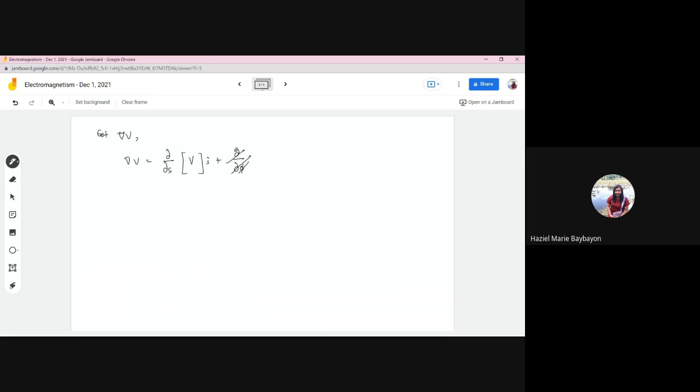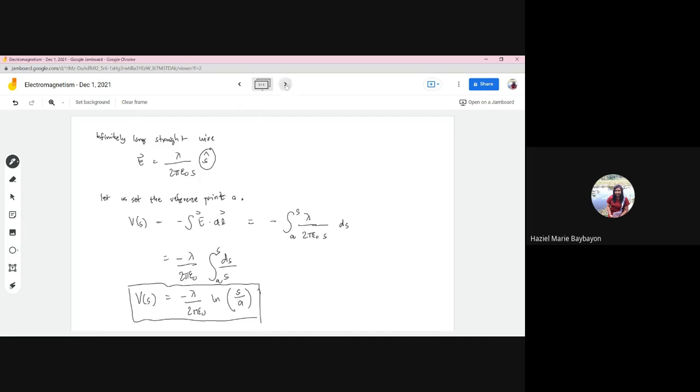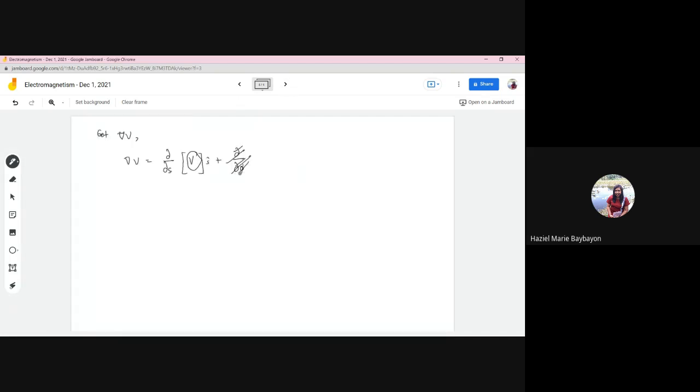The phi and Z terms will not survive, class, since we have no phi and no Z. So V is in terms of S only. So the other two components will be 0. The partial derivative of V with respect to phi is equal to 0. The partial derivative of V with respect to Z is also equal to 0. So we have this one, the partial derivative with respect to S of V.